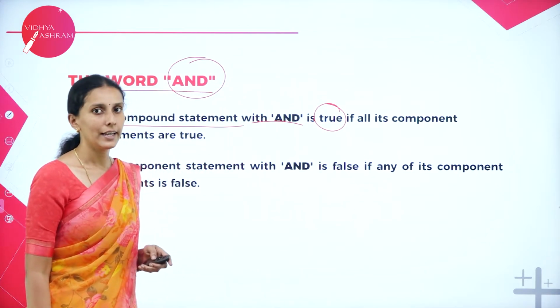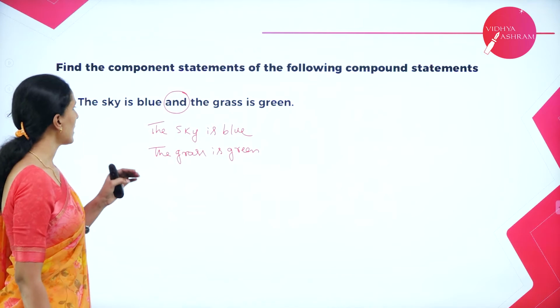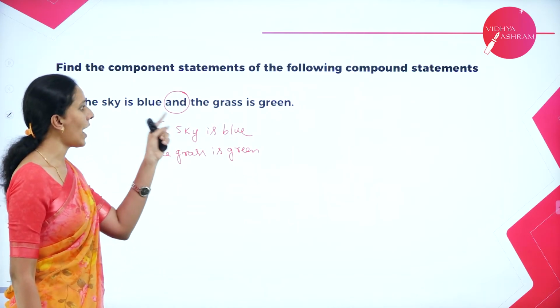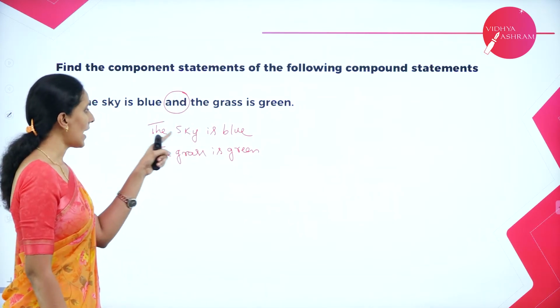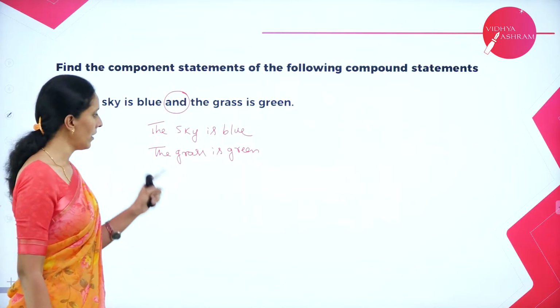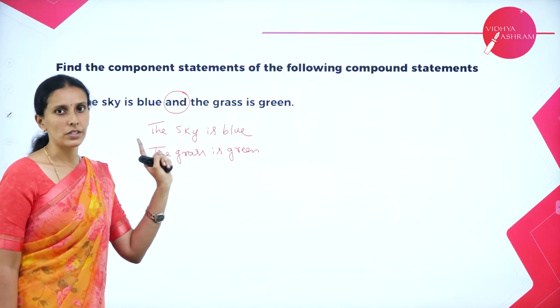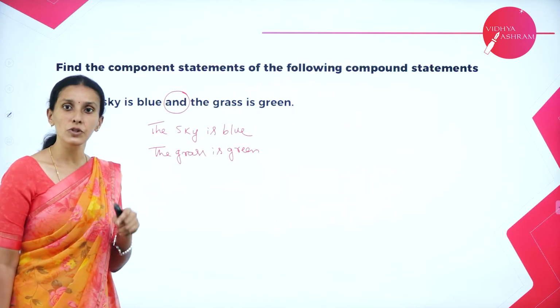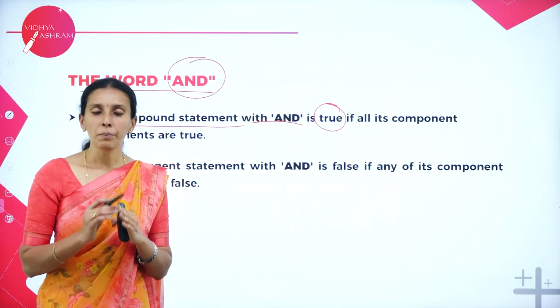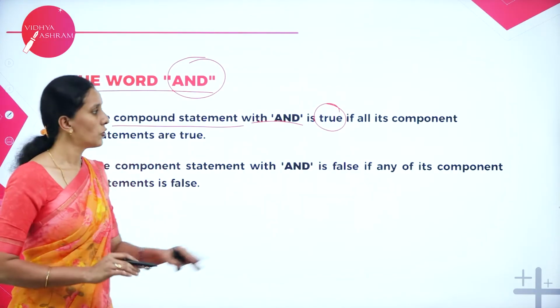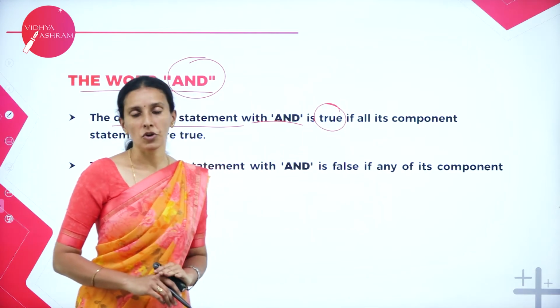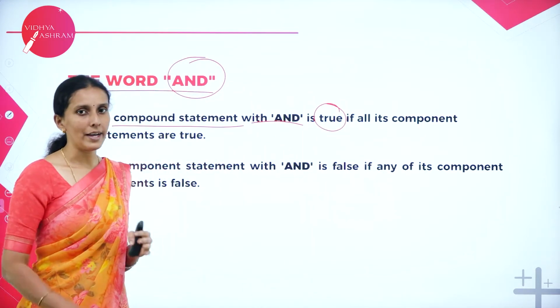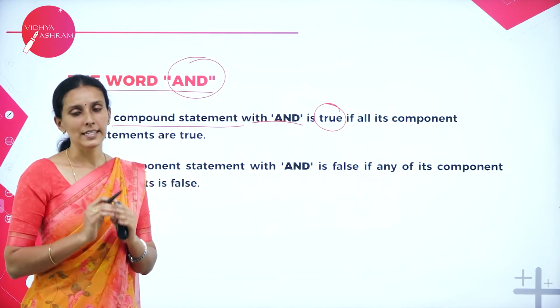For example, in the previous case, look at the example here. We have: the sky is blue and the grass is green. The sky is blue, it's a true statement. The grass is green, it's a true statement. So therefore, the given statement is true. So the compound statement will become true when all the components are true statements. Otherwise, we call it a false statement.